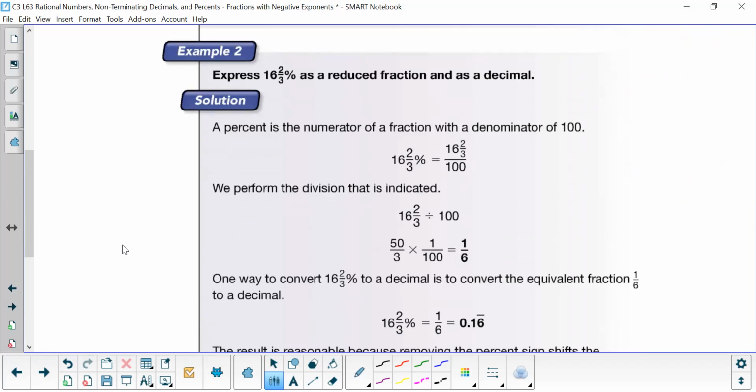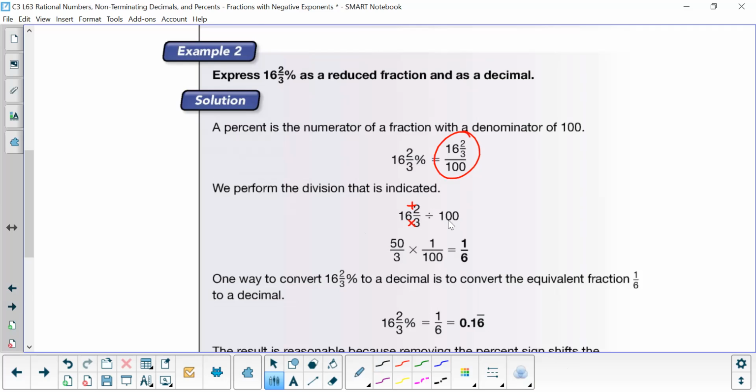So to make a percent a fraction, I'm dividing by 100. So you see here I get 16 2/3 divided by 100. To simplify that, I'm going to convert my mixed number here into an improper fraction. Remember, to do that, we take the denominator times the whole number and then add the numerator. So multiply, add, and then that's how I get 50 over 3.